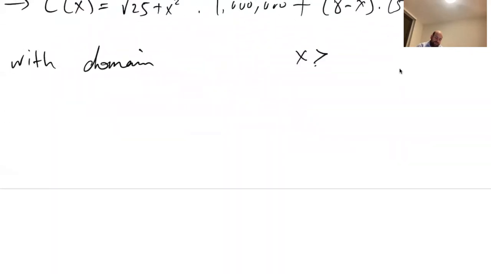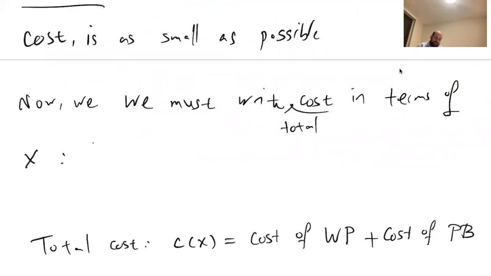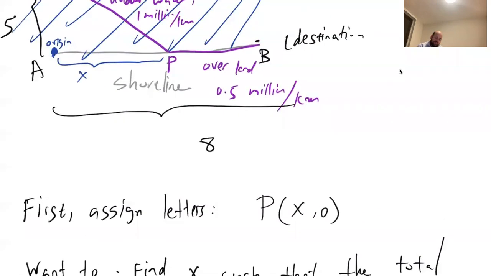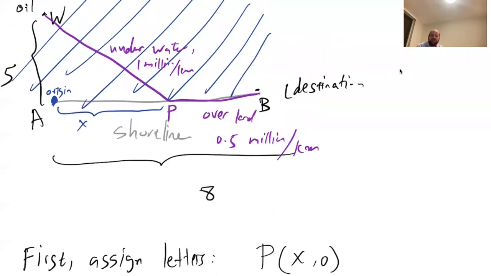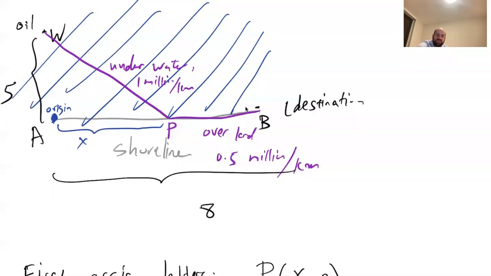So I can say that X is bigger than or equal to 0, because distance is always bigger than or equal to 0. And X is less than or equal to 8, because in the extreme case, if P is on B itself, then the distance from B to A is 8. In that case, the distance from P to A, which is X, will be 8. But P cannot pass B, right? Because your goal is to bring oil from W to B. So in the most extreme case, P could be B itself, but can't pass B.